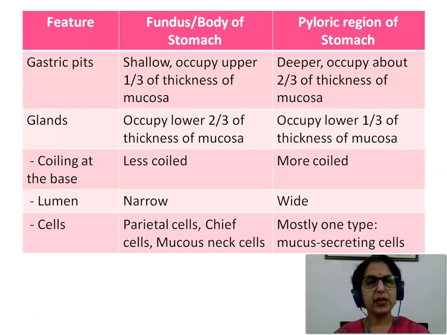As far as the coiling at the base of the glands is concerned, these are less coiled in the fundus or body of stomach and they are more coiled in the pyloric region of stomach. The lumen of the glands is narrow in fundus of stomach and it is wide in pylorus of stomach. The cells seen in the glands of fundus or body of stomach are the parietal cells, the chief cells and the mucous neck cells, while in the pyloric region, the glands are mostly lined by only one type of cells and those are the mucus secreting cells.